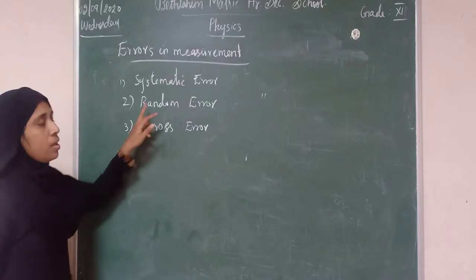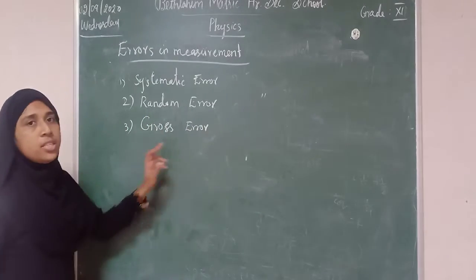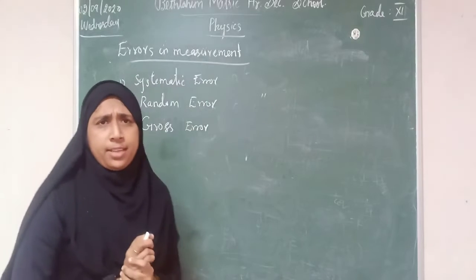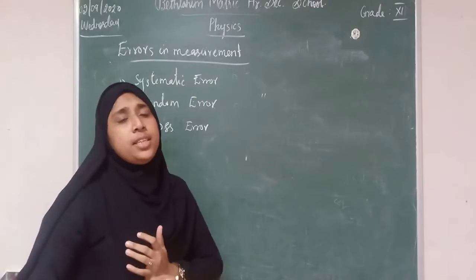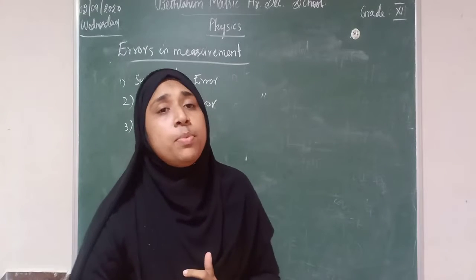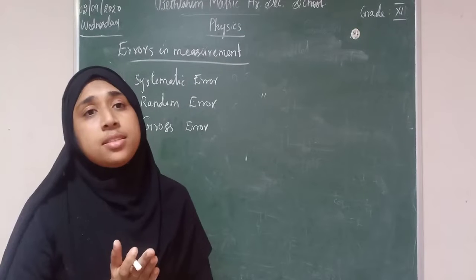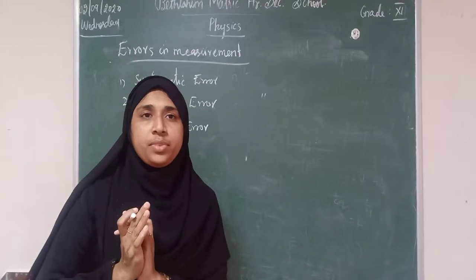What are they? Systematic error, random error and gross error. What do you mean by systematic error? Systematic errors means reproducible inaccuracies. Reproducible inaccuracies present in the same direction.